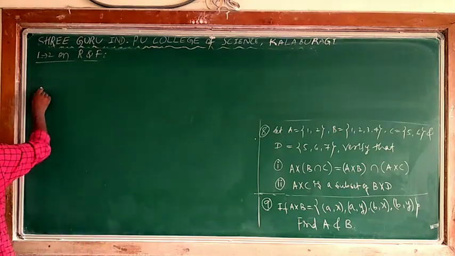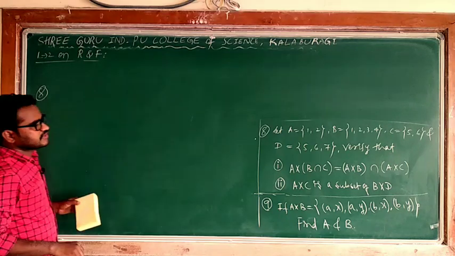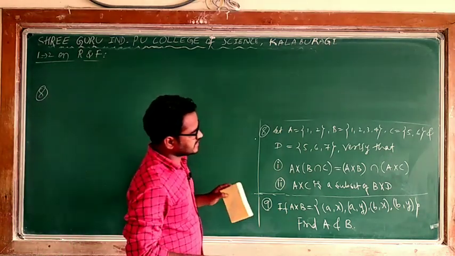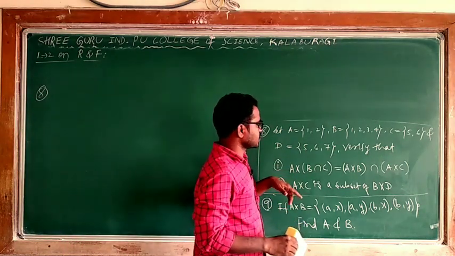Then now 8th one. What is the 8th one given? A given, B given, C given. Using this, he is asking D also given.